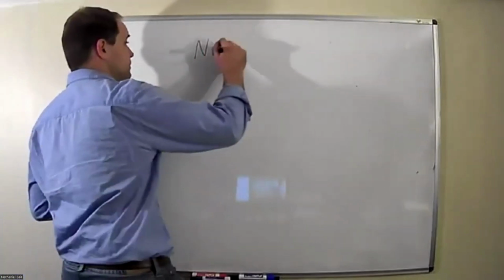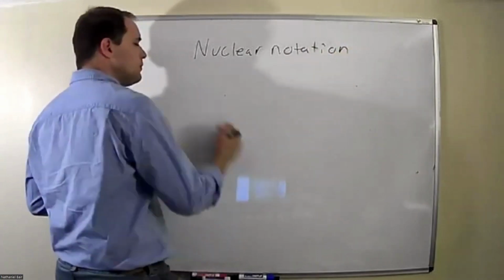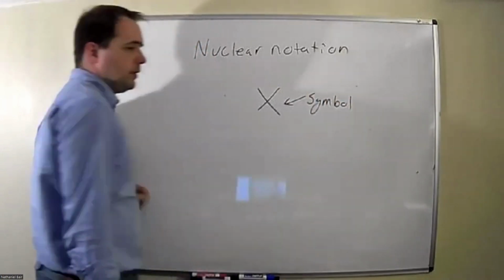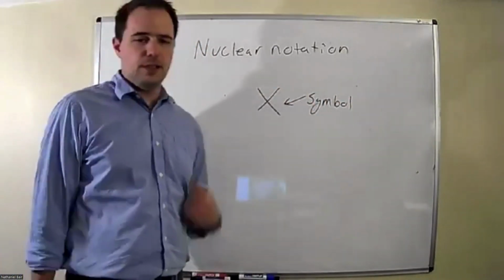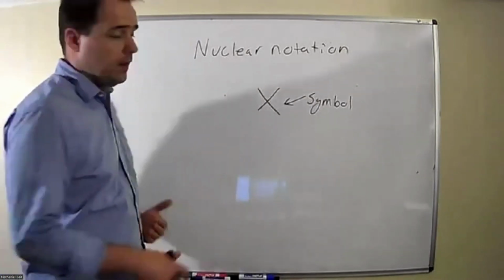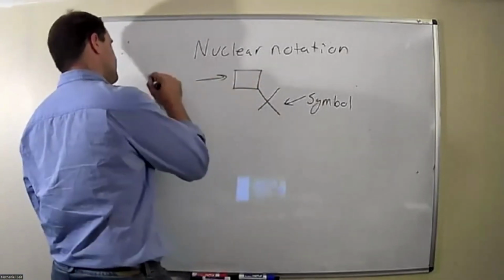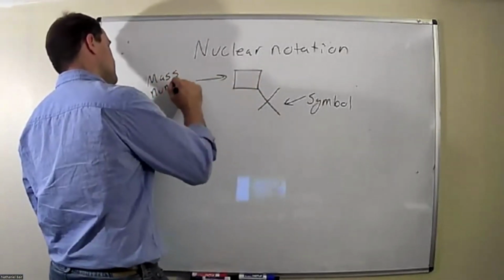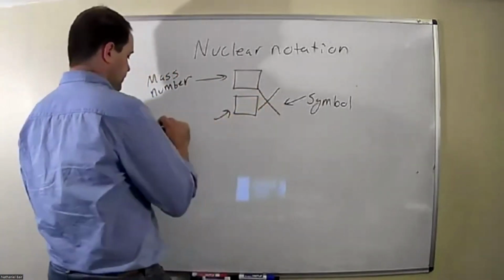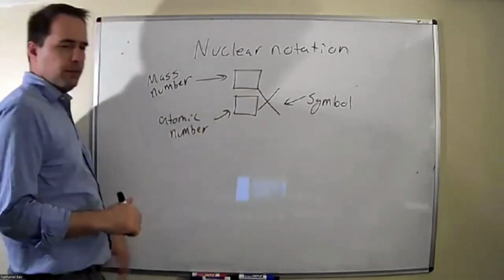So nuclear notation. We take the element's symbol. So Cu for copper, Fe for iron, C for carbon, right? By the way, again, if it's a 2-letter symbol, that second letter has got to be lowercase. We then put the mass number at the top left-hand corner, and we put the atomic number in the lower left-hand corner.